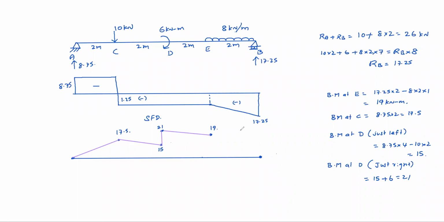So the intensity, basically, the shear force is actually increasing. So here the slope must increase. That means it is like this, convex up. Okay, convex up, second degree. Okay, so this is the BMD.